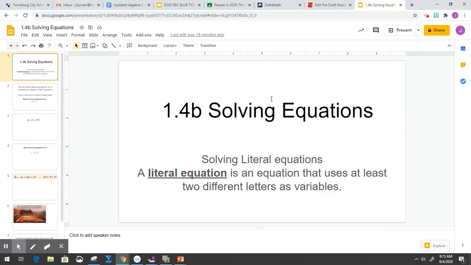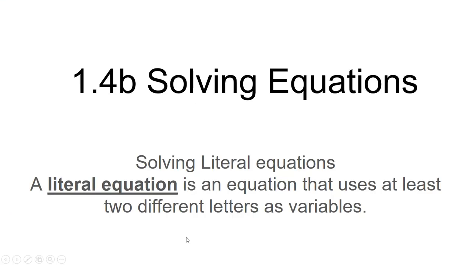Okay, we are going to do the second half of 1.4, and that is still solving equations, but we kind of get away from getting a numeric answer into actually solving for a variable. So we're going to talk about literal equations here, and a literal equation is an equation that uses at least two different letters as variables. So there's going to be multiple variables in here, and we're going to be solving for one of those variables. So we're going to look at an example here.